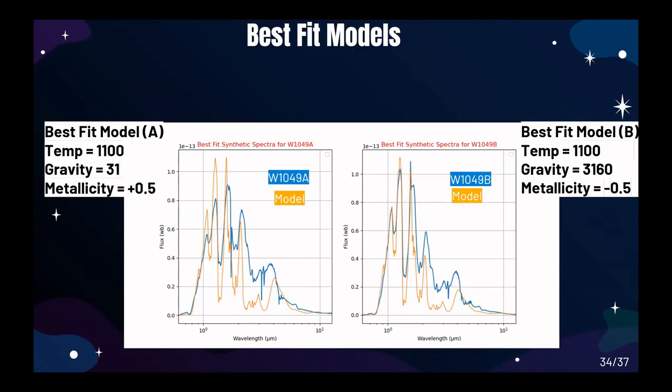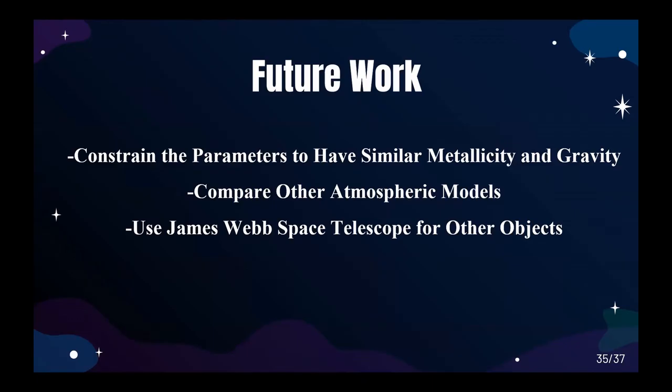We know that these models need a little bit of correction as well, because the metallicity should be around the same, as well as the gravity should be around the same. So for our future work, we plan to constrain the parameters to have a similar metallicity and gravity. We plan to compare it to other atmospheric models, and we plan to use the James Webb Space Telescope for other objects and other brown dwarfs as well.